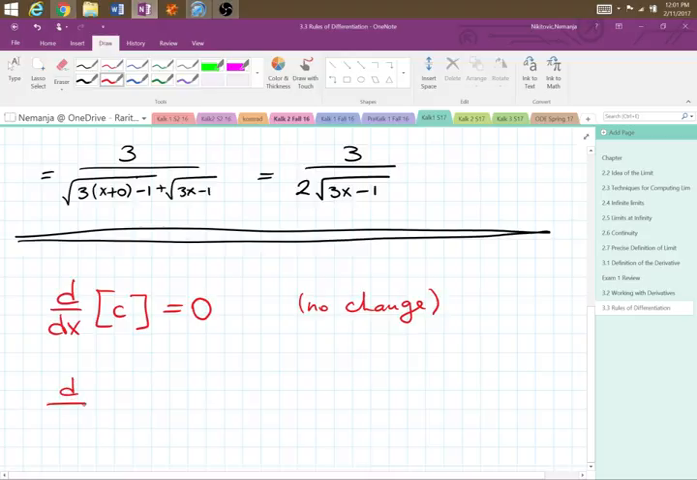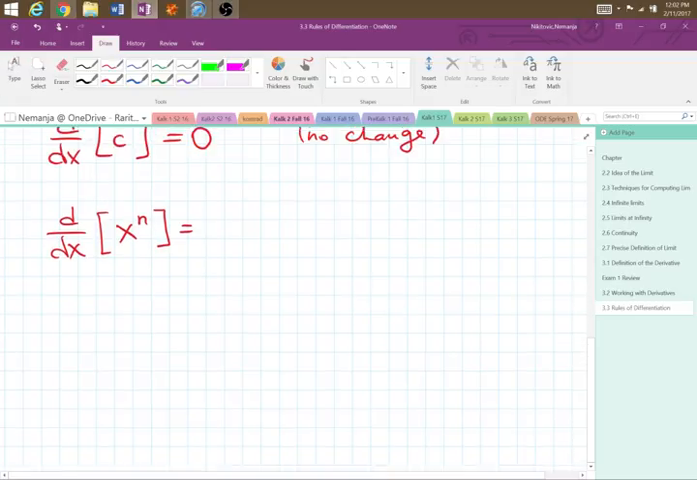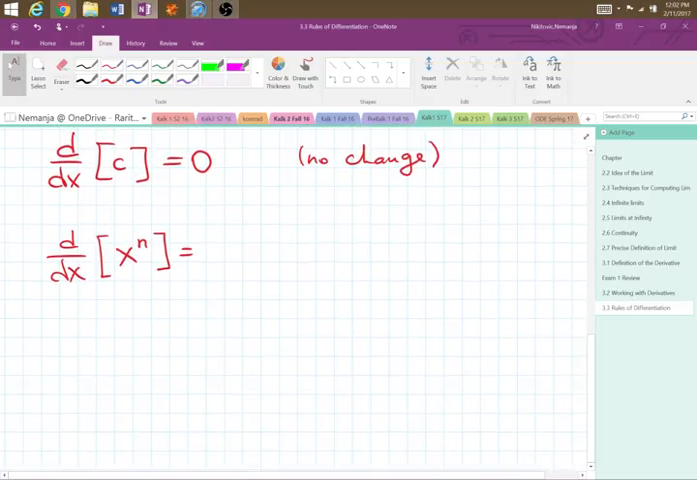Next one. The derivative of any polynomial. Now, this is a powerful formula. I'm not saying x squared or x to the 5th. I'm saying all of them at once, all right? This formula will work no matter which exponent you provide. Give me square, it's x squared. Give me 5th, it's x to the 5th.